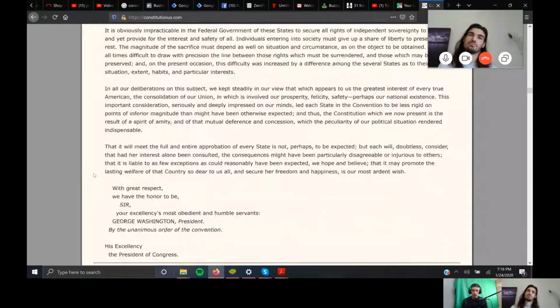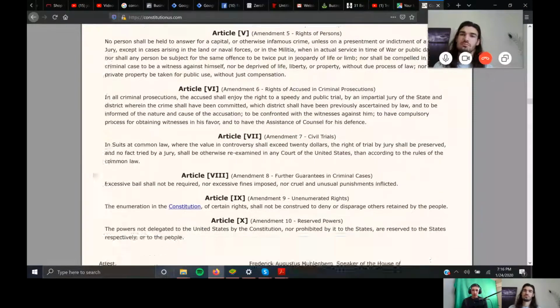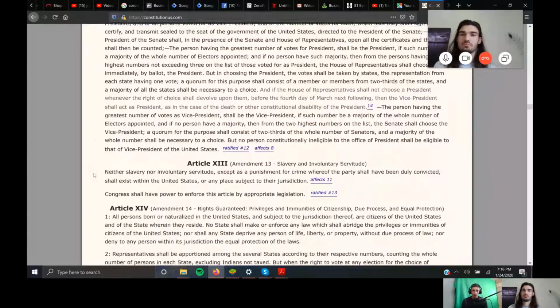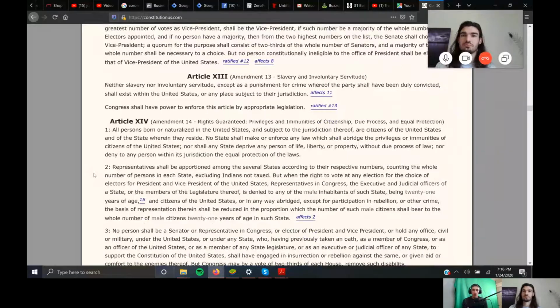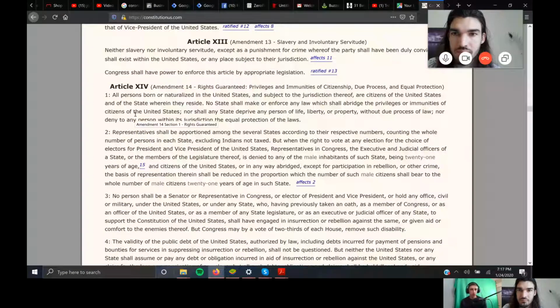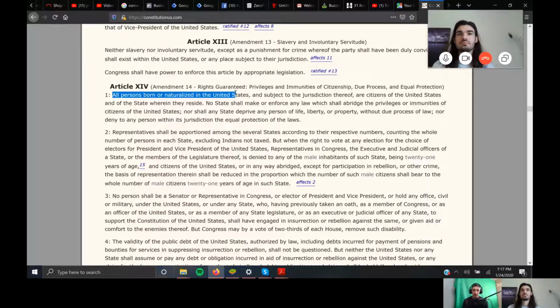Now, I am taking us to the 14th Amendment. Here we go. So we went over persons, right? That a person is a corporation. We went over that. So now I'm going to read you the 14th Amendment of the United States Constitution. It says, all persons born or naturalized in the United States and subject to the jurisdiction thereof are citizens of the United States. So all persons are now citizens.